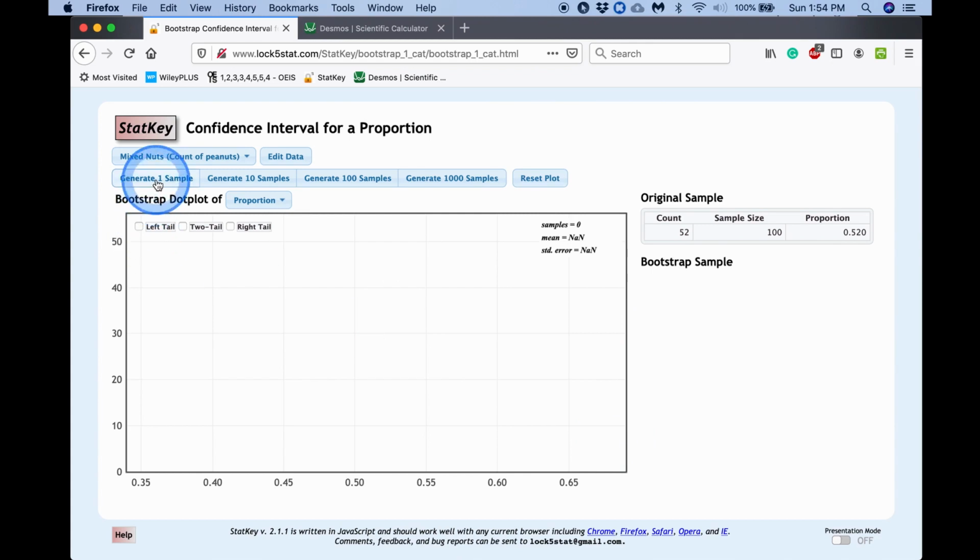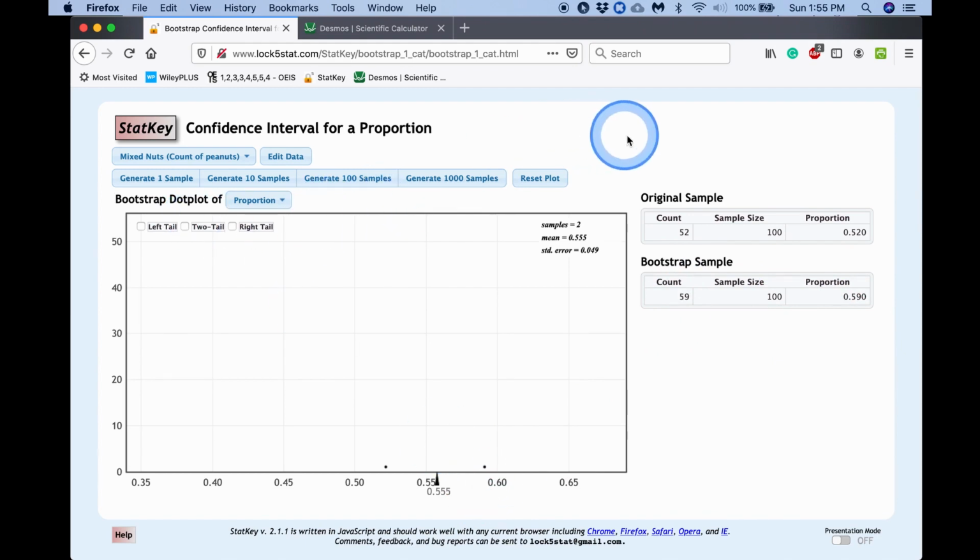Okay? Now, I'm going to show you this by first generating some small examples. Let's just generate a sample. When we generate a sample, we're going to go into our original sample, and we're going to sample with replacement 100 times. Now, when we did this, we came out with exactly the same count, 52 peanuts out of a sample of size 100. That's a proportion p hat of 0.52, and that's plotted down here. When we generate another sample, we find that this time we got 59 peanuts out of a sample of size 100, and that gives us a proportion of 0.59, and that gets plotted here.